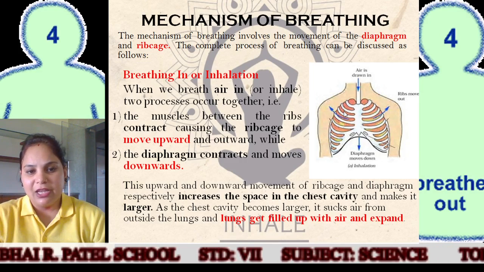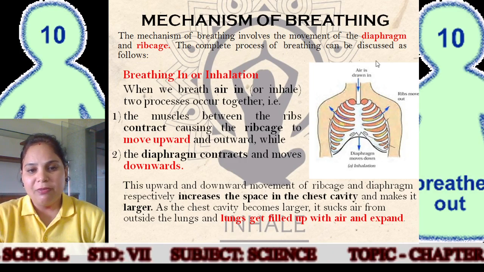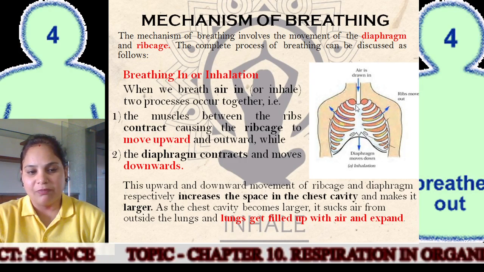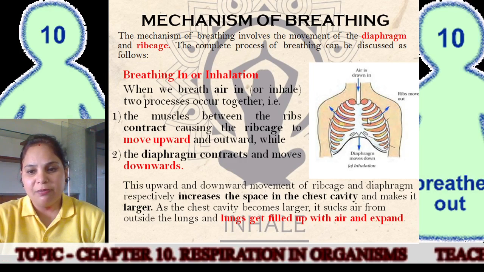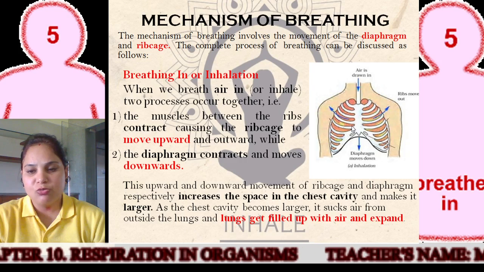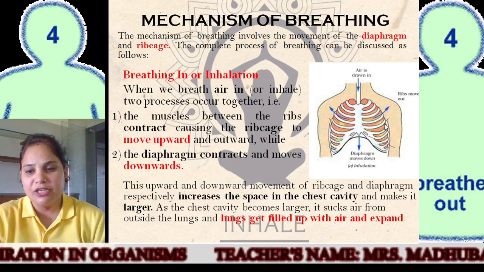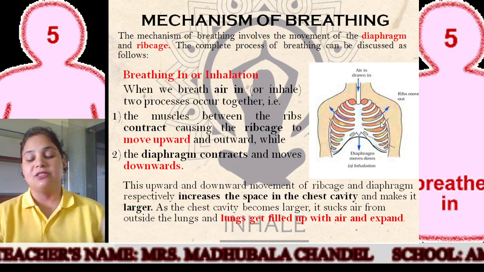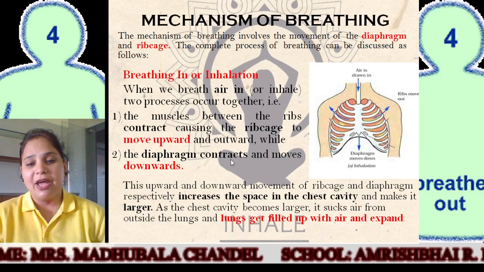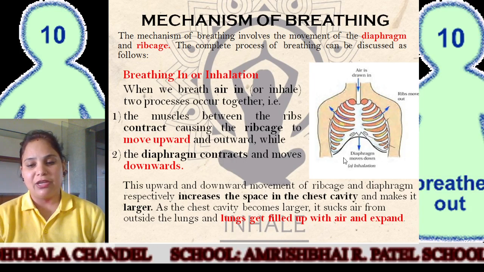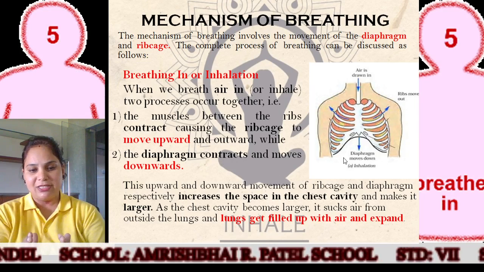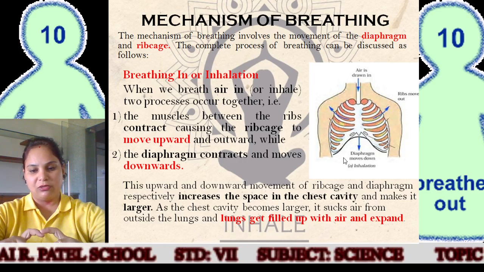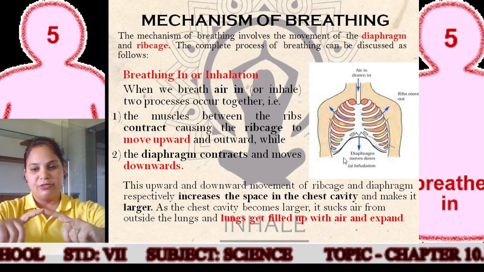Let's see what happens in inhalation, or breathing in. When we inhale, two processes occur together. The muscles between the ribs contract, causing the rib cage to move upwards. As you can see here, the rib cage is moving up and outward, so that's why your chest expands. Meanwhile the diaphragm contracts and moves downwards, like this.